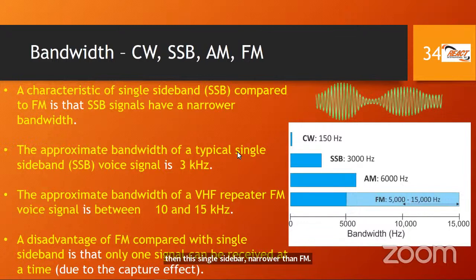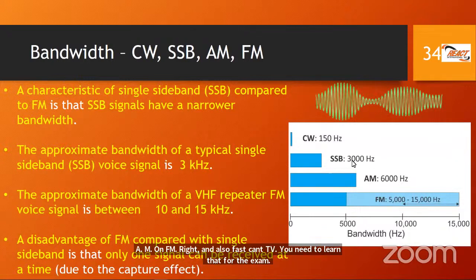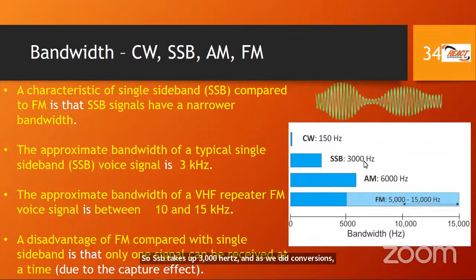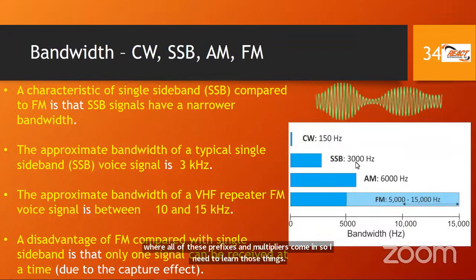Now, the approximate bandwidth of a typical single sideband signal is 3 kilohertz, right? So you just need to learn that. You learn what CW occupies, SSB, AM, and FM, right? And also Fast Scan TV. You need to learn that for the exam. So SSB takes up 3,000 hertz, and as we did conversions, we should recognize that 3,000 hertz is 3 kilohertz. See where all of these prefixes and multipliers come in? So I need you to learn those things so you don't get tied up, right? You can convert at will.